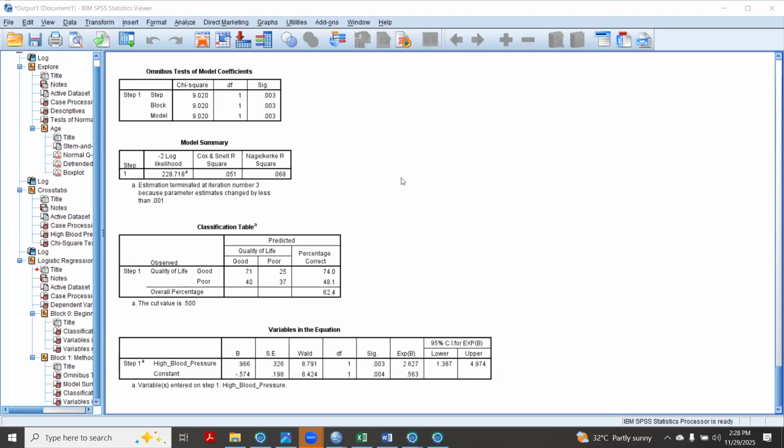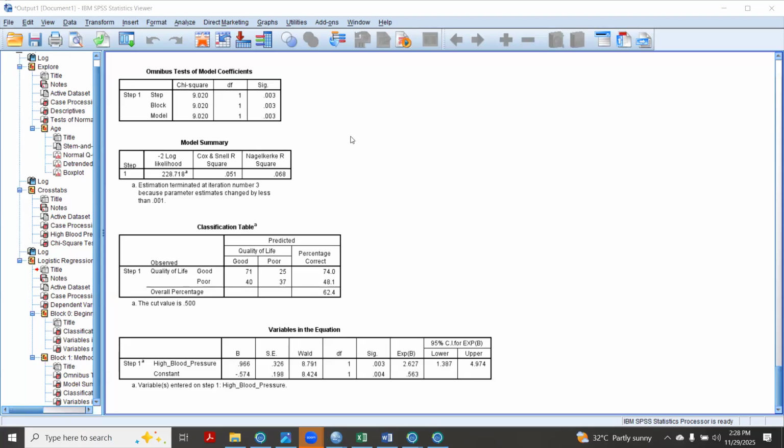More likely to have 2.6 odds than those who don't have high blood pressure. Okay, very good. Thank you very much. That is very correct. Thank you, Muhammad. So what he said is those that tested positive for high blood pressure are 2.627 times more likely, or more at odds, to have poor quality of life.